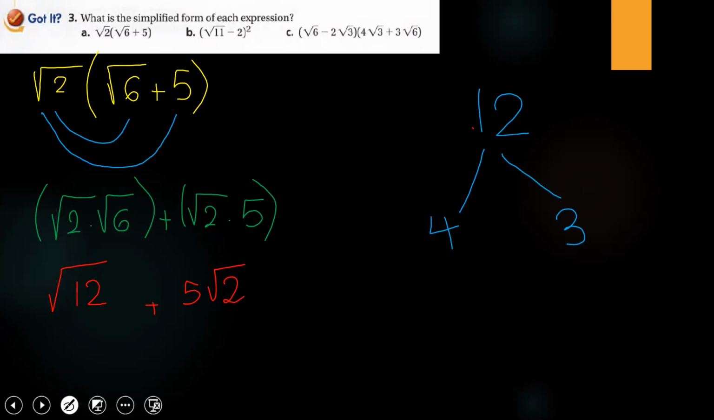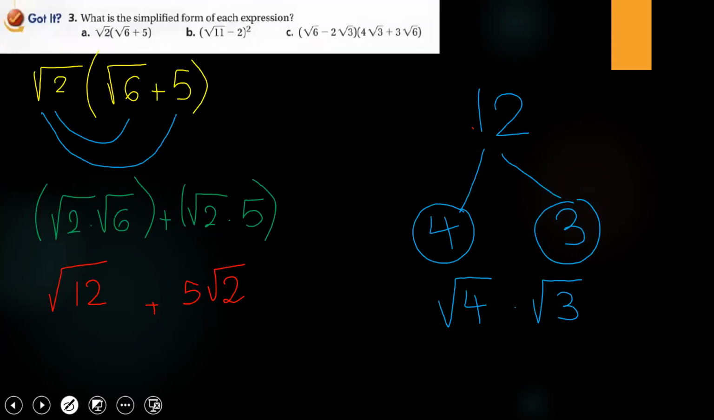Now, is 4 a prime? No. So I have to simplify 12. I say 12 is 4 times 3. Since 4 is a perfect square number, I can write it as square root of 4 times square root of 3. When I factorize, I must end with a perfect square. Then square root of 4 is 2, so we have 2 times square root of 3.